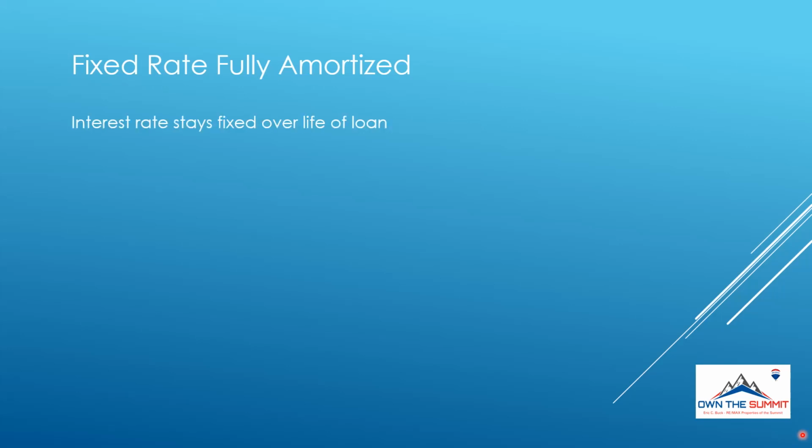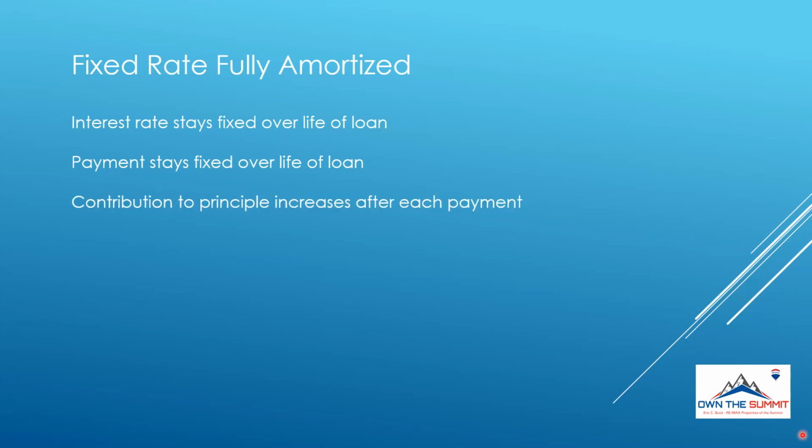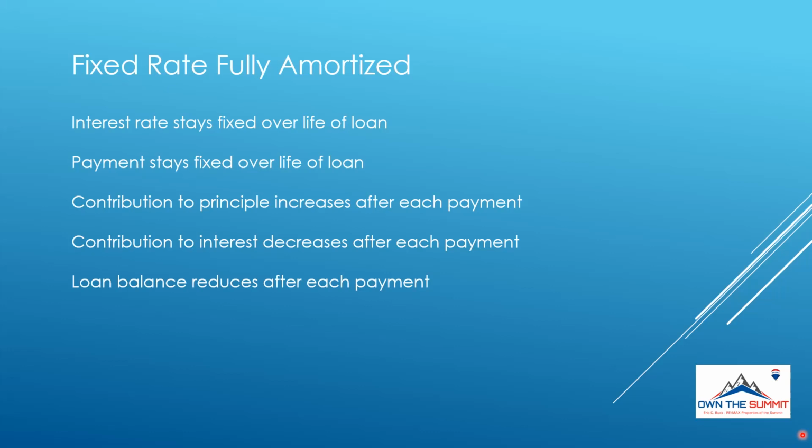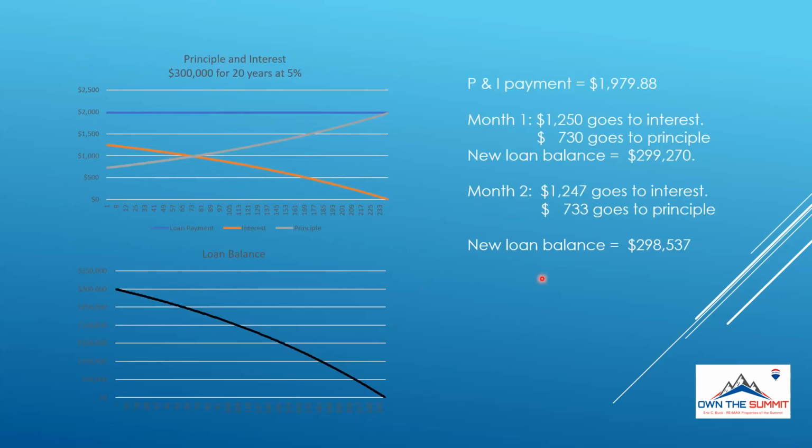So with a fixed-rate, fully amortized loan, we have an interest rate that stays fixed over the life of the loan. Payment stays fixed over the life of the loan. The contribution to principal increases after each payment. The contribution to interest decreases after each payment. The loan balance reduces after each payment. And at the end of the loan, the balance is zero. So now let's look at this graphically.